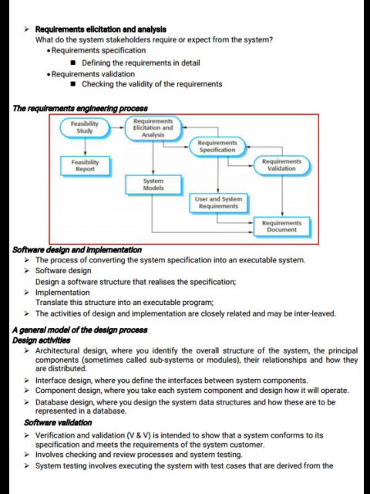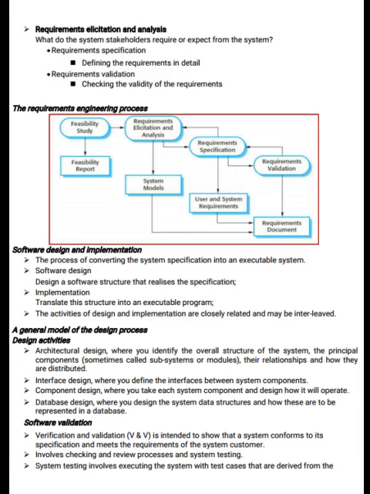Software design and implementation. The process of converting the system specification into an executable system. Software design: design a software structure that realizes the specification. Implementation: translate this structure into an executable program. The activities of design and implementation are closely related and may be interleaved. A general model of the design process.